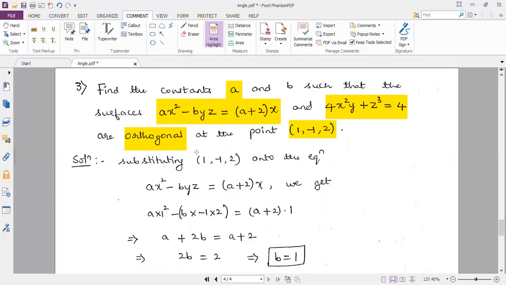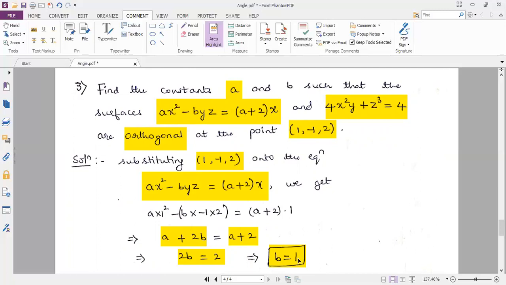The first surface: the point (1, −1, 2) is substituted into the expression ax² − byz = (a + 2)x. Substituting x = 1, y = −1, z = 2, we get a + 2b = a + 2. Cancelling a on both sides, we get 2b = 2, or b = 1. Our aim is to find the constants a and b.